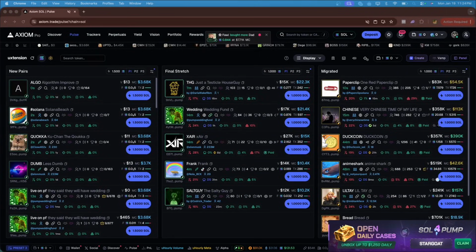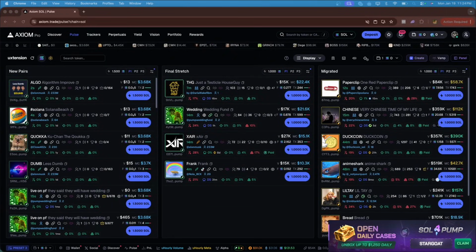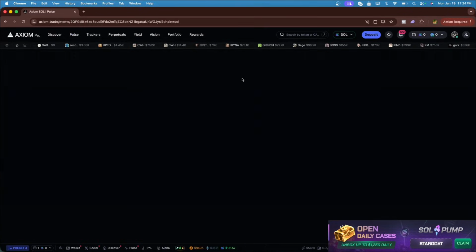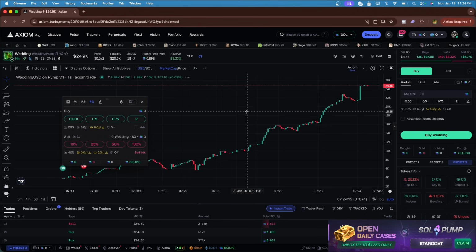All right, so what you're going to be introduced with. If you're trading on Axiom or Terminal or whatever trading platform you're going to be on, you're going to be seeing obviously new pairs, final stretch, and migrated, right? So there are multiple types of bundles. So we're just going to click on a random coin and I'll just try my best to explain.